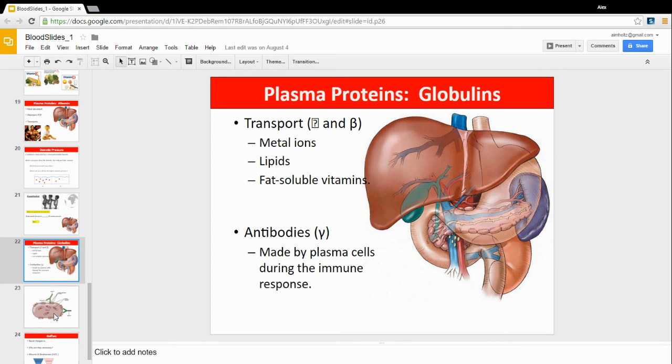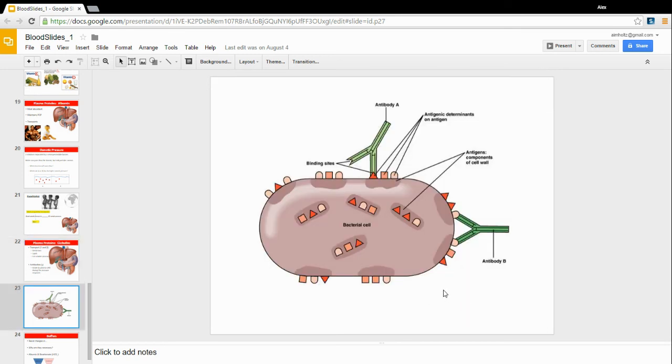All right, let's take a look at a bacterial cell here. And we see an antibody binding onto it, an immune protein binding onto it. And what this is going to do is allow the other cells of the immune system to recognize and destroy this bacterial cell.